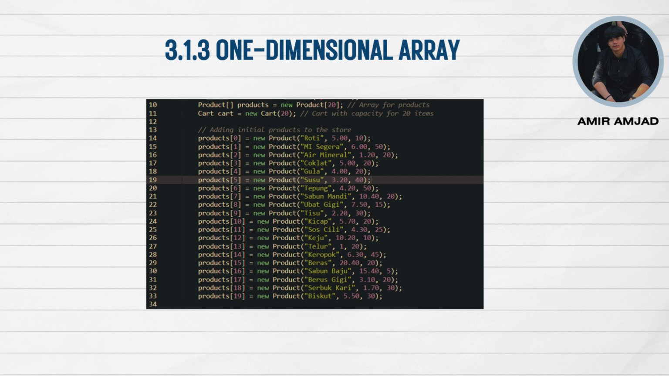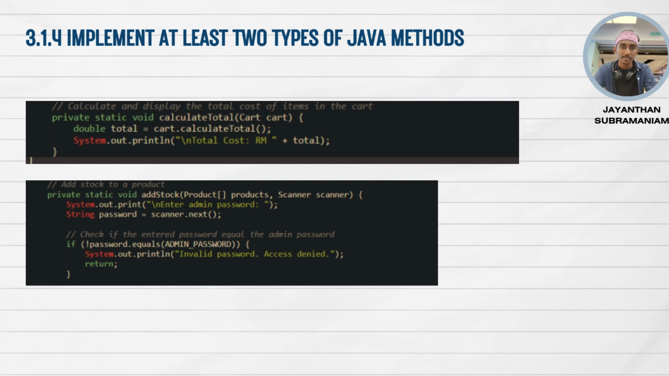The menu repeats. This code demonstrates the use of a one-dimensional array to store products in a store system. An array named product is created to hold up to 20 product objects. Each index in the array is assigned a product object with attributes like name, price, and stock quantity. To order. So these implement at least two types of Java methods, and System.out.println to output the total cost, RM plus the total.